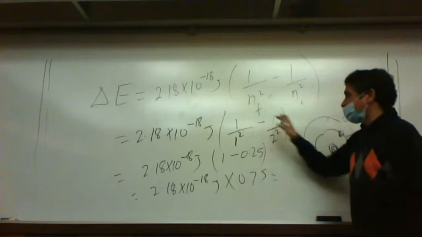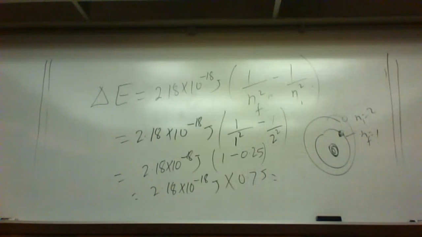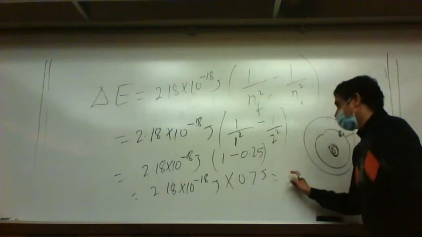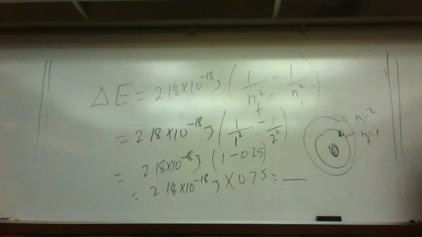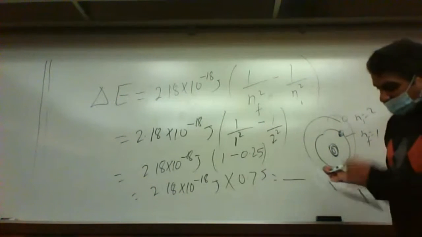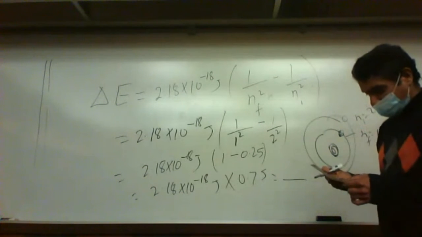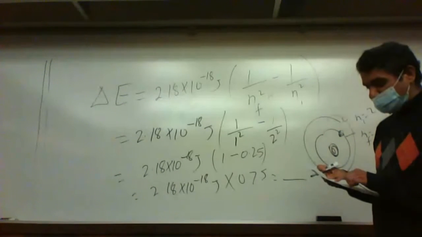And then you get a number. I'm doing 1 to 2. In this slide there was a 2 to 4. We will do the 2 to 4 also later. So you will get a number here, and that is the energy difference between 2 and 1. Make sense? Good. Now in this slide, it's a 4 to 2.